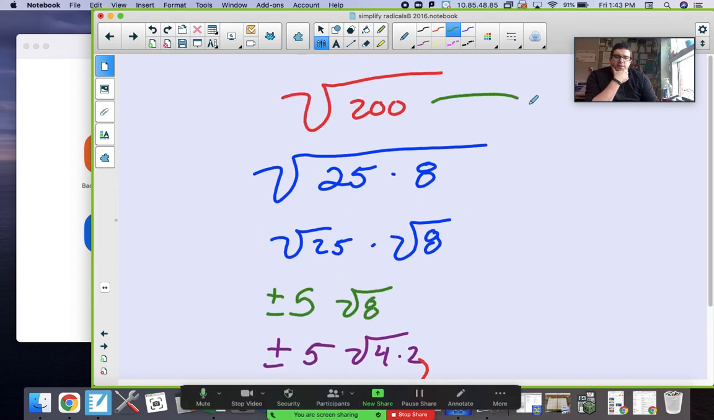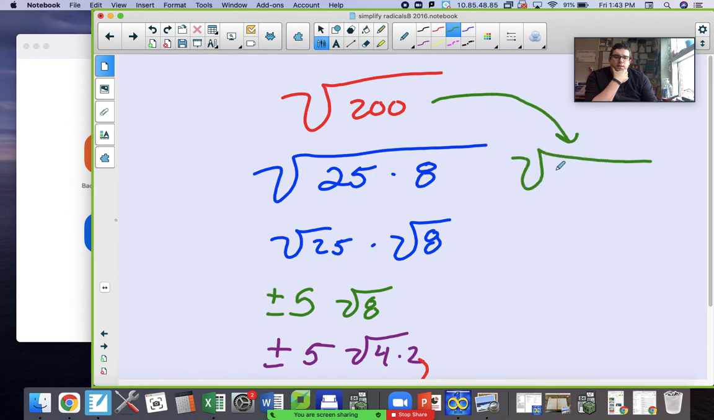All that means is up here, I could have done this: square root of 100 times 2. And I'm done in one step.